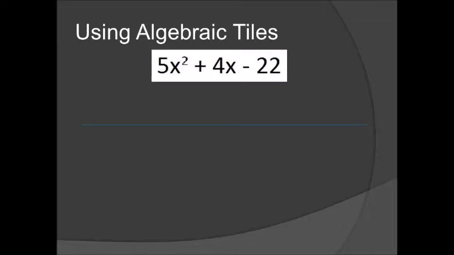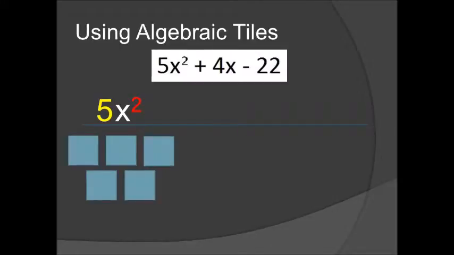Quick review on how to use algebraic tiles again. We'll take a different polynomial this time, 5x2 plus 4x minus 22. We'll take a look at first how many x2 tiles we need. So we know these are the square tiles. And the coefficient in front of it will tell us how many tiles we need. In this case, 5. We'll then move on to another term. Seeing as there's no negative numbers, we don't need to switch the tiles over.